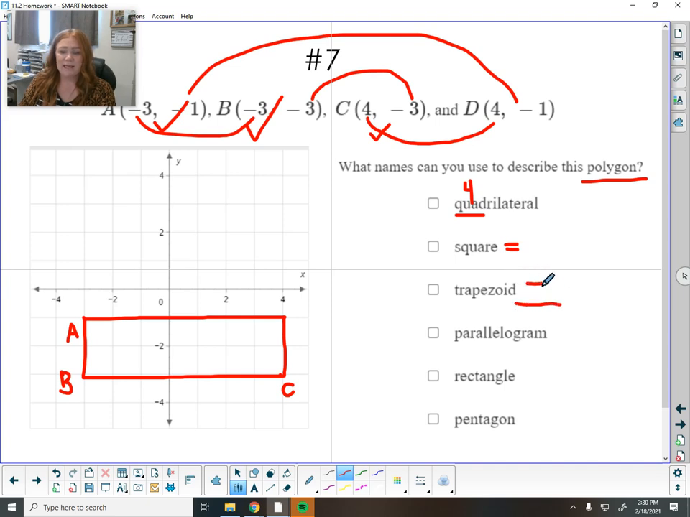Trapezoids have one set of parallel sides and the others are going to crisscross. I notice that the top and the bottom are parallel and the sides are parallel. So this has 2 sets of parallel sides. A parallelogram needs 2 sets of parallel sides, which we just said it had. So a rectangle needs parallel sides and it needs 90-degree angles, 4 of those. And a pentagon has 5 sides. So choose the ones that compare and show what this polygon is.